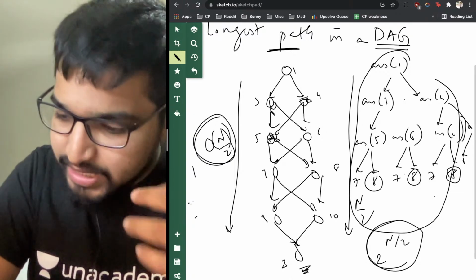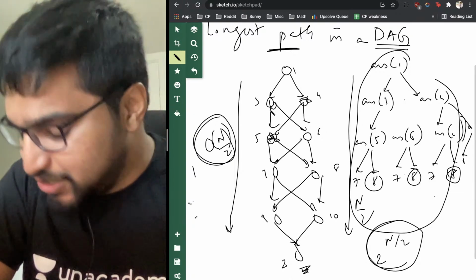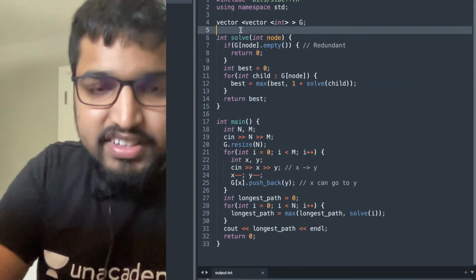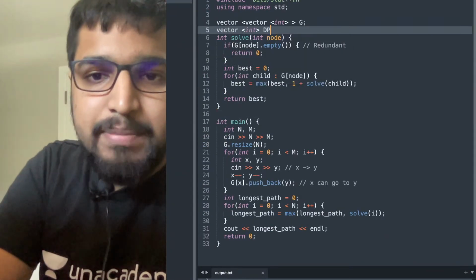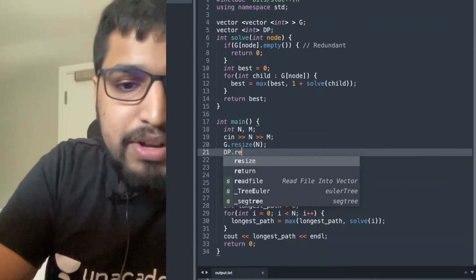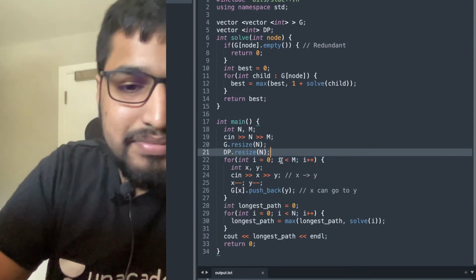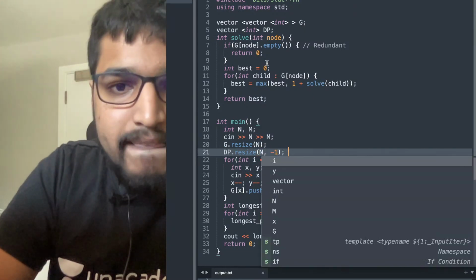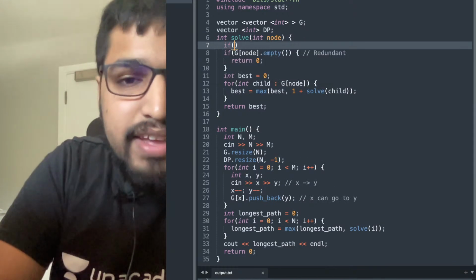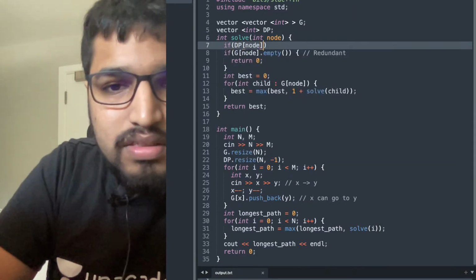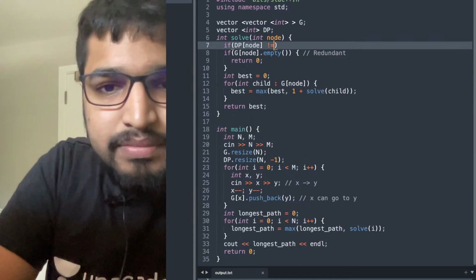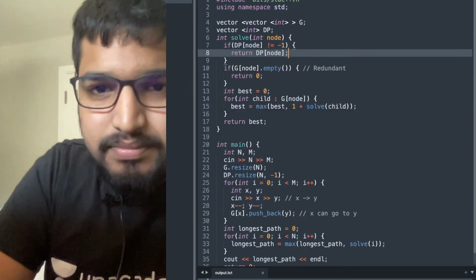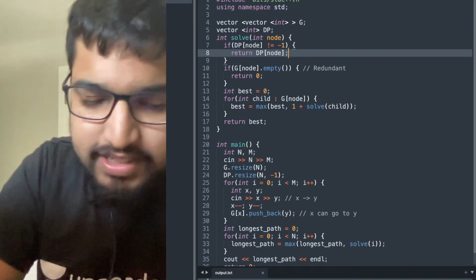Yes, Aniket's right. We can store the maximum longest path for an already traversed node. That's perfect. You got it. So we declare another DP, dp.resize(n), but we declare it with -1, saying that now if dp of node is not equal to -1, return dp of node. This is clear. That's it.